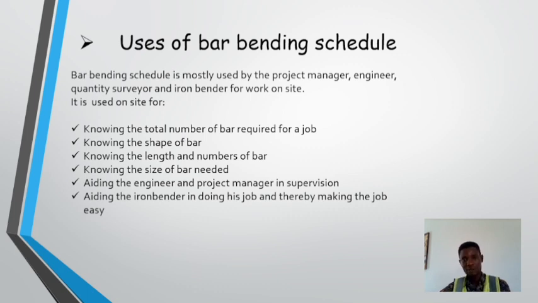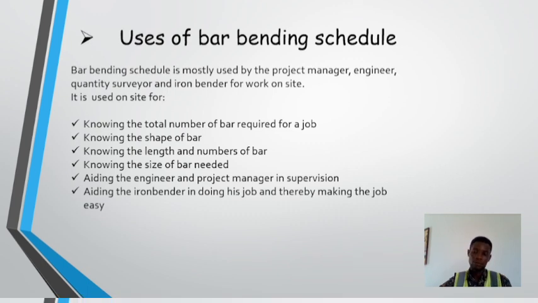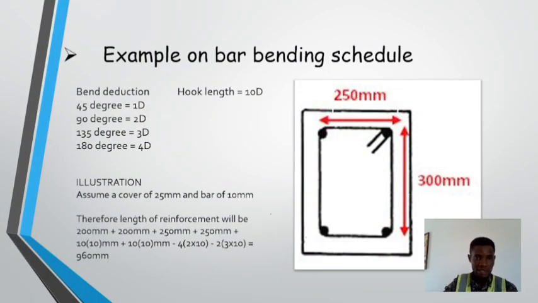So I just told you one of the advantages of the bar bending schedule, and that is one of the uses. Let's go to the next slide, which is an example on bar bending schedule. So we're going to be doing an example, and let's say this is an illustration in knowing the length of a ring or stirrup to be used for a job. So I'm going to use this illustration to explain.